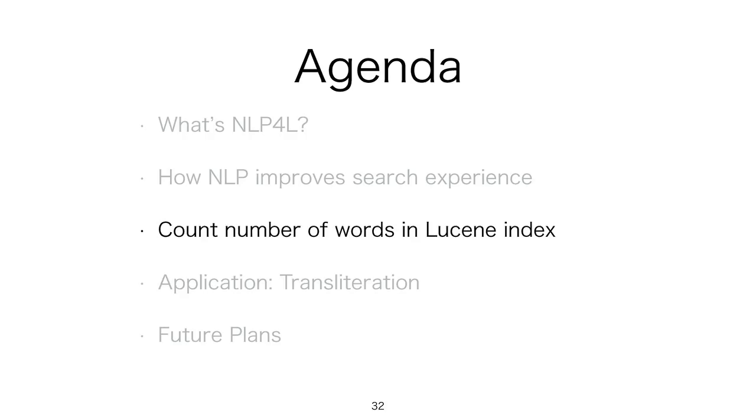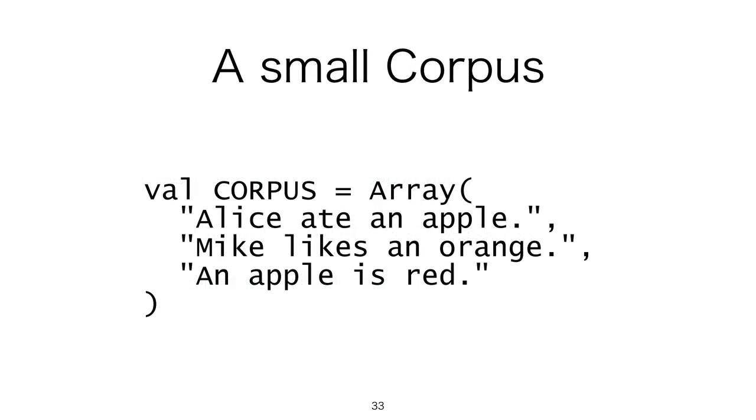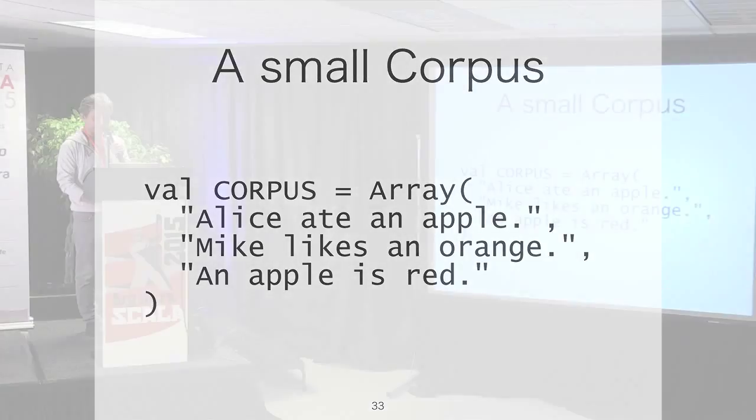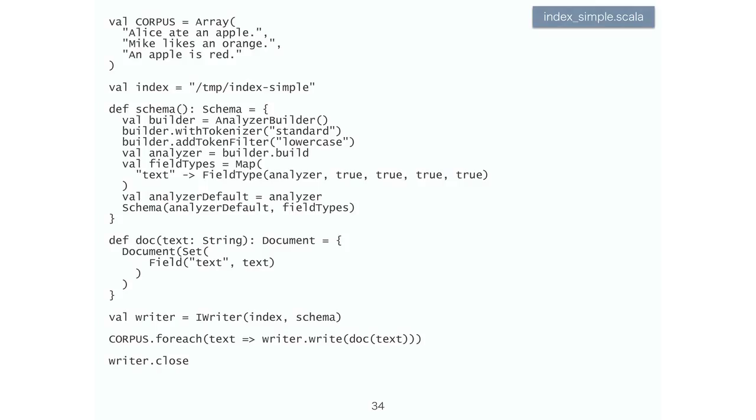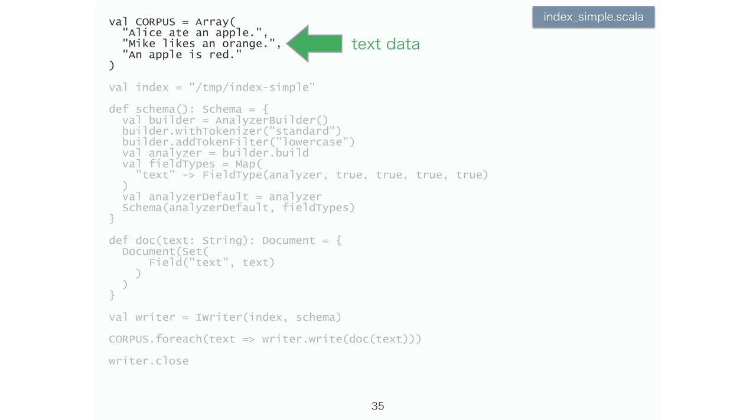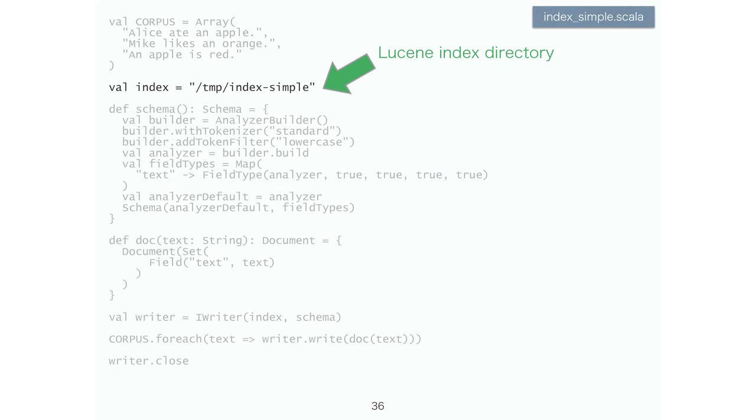I'll explain about counting the number of words in a Lucene index. It looks trivial, but I think it's an important first step for NLP. This is a corpus which I will use to explain counting words in the next few slides. We have 3 documents in our corpus. This is a Scala program that creates a Lucene index. The data source is here. We've seen this in the previous slide.